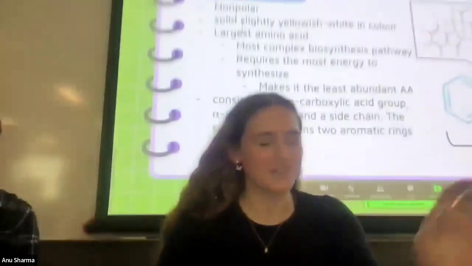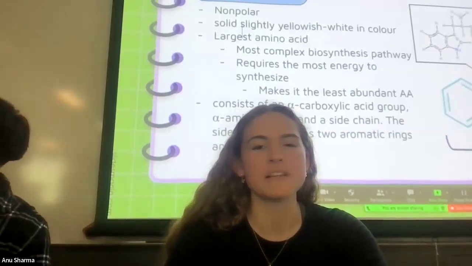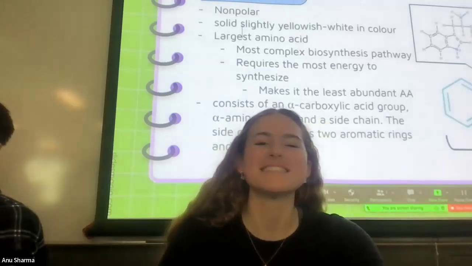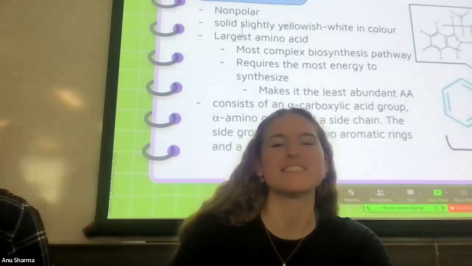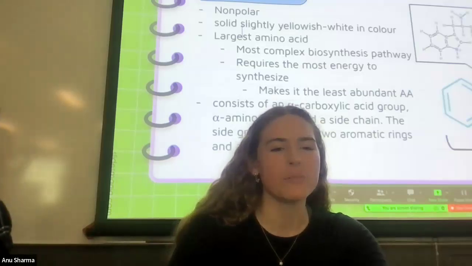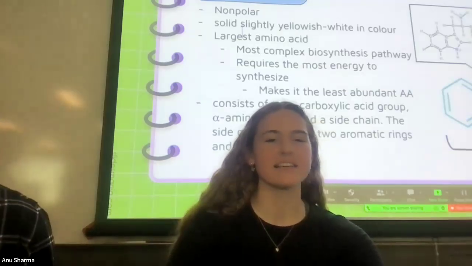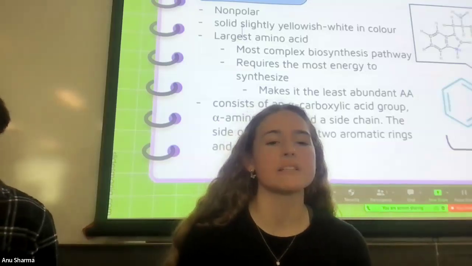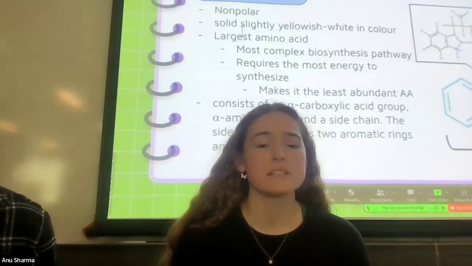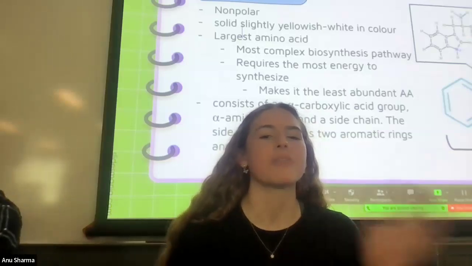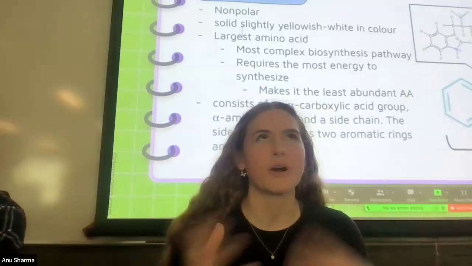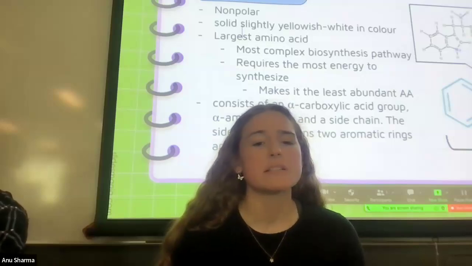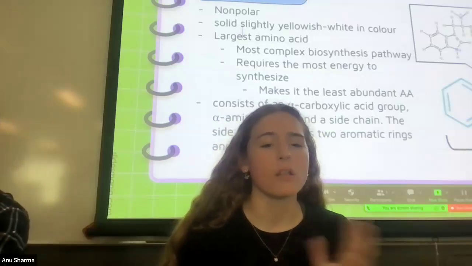Okay, so the next amino acid is tryptophan, which has a formula of C11H12N2O2. It is nonpolar and has a solid, slightly yellowish white color. It is the largest amino acid, which also makes it the most complex biosynthesis pathway, which is like the pathway that our body processes it. And it requires the most energy to synthesize. This also makes it the least abundant amino acid out of all of them.